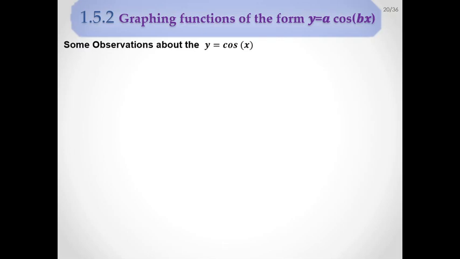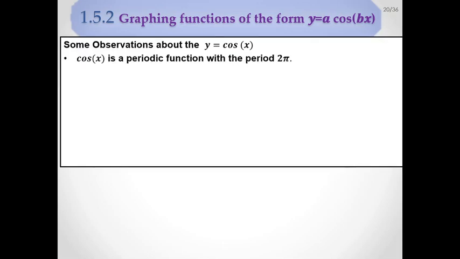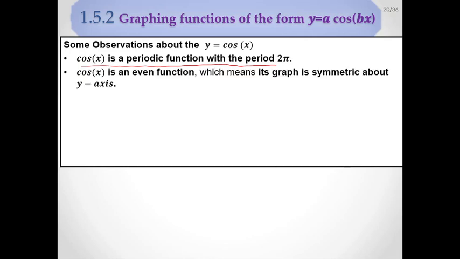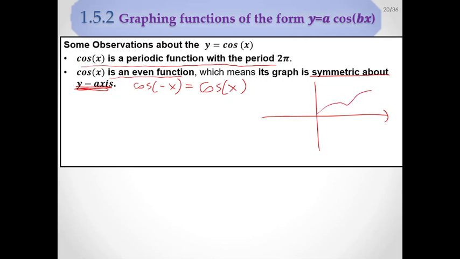Now let's see how to graph y equals a cosine bx. Let's do some observations about y equals cosine x before sketching the graph. The first one is it's periodic with period 2 pi, and it's an even function. Even function means cosine of minus x is equal to cosine x. So it means it's symmetric about the y-axis. If its behavior here is like that, it will be the same thing here.